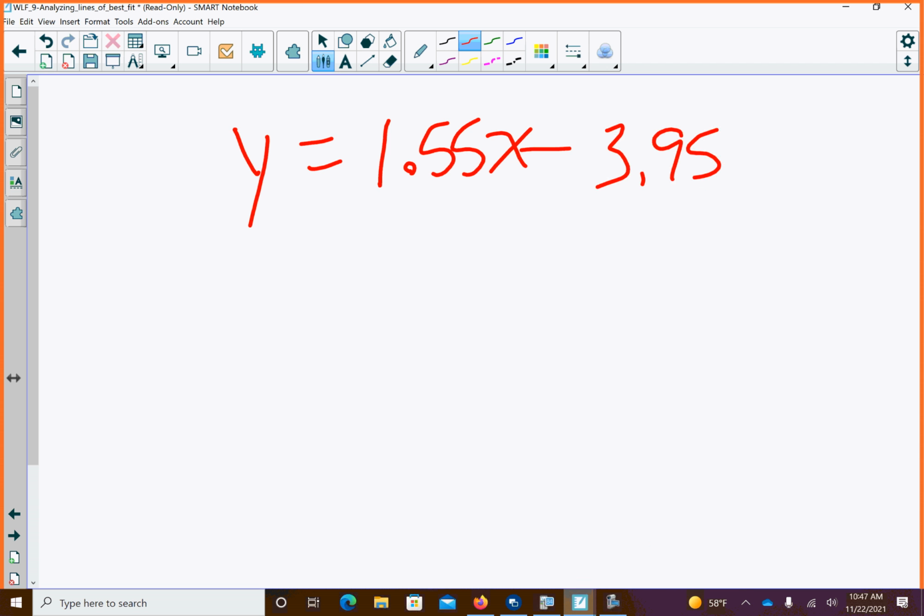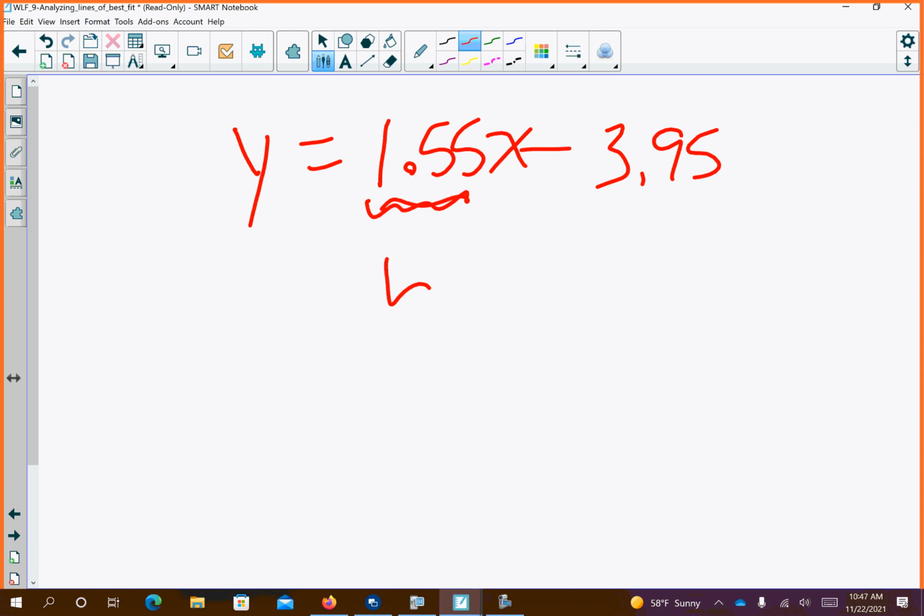Okay, so this, come on. This is my slope. Come on. Yeah, my computer is being goofy.